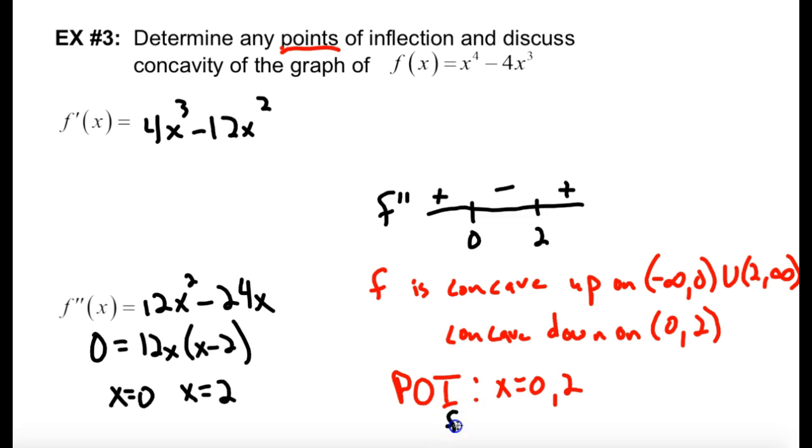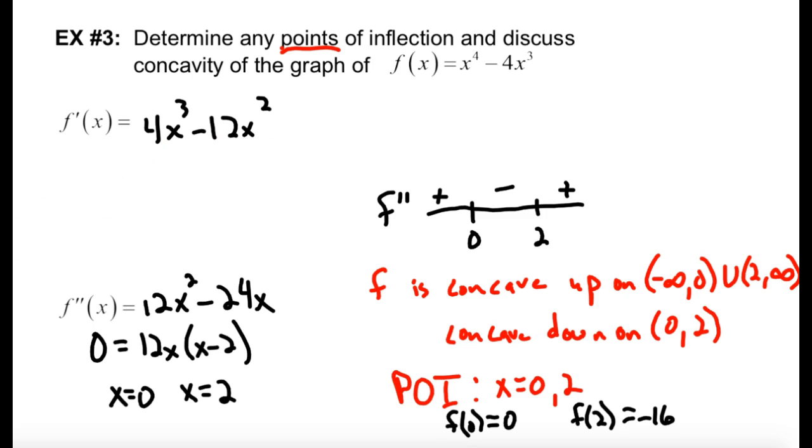So if I plug 0 into my original function, I'll have 0 minus 0. So one of my points of inflection is 0, 0. And if I plug 2 in, 2 to the 4th is 16 minus 4 times 8 is 32, so 16 minus 32 is -16. So those are my 2 points of inflection, 0, 0, and 2, -16.